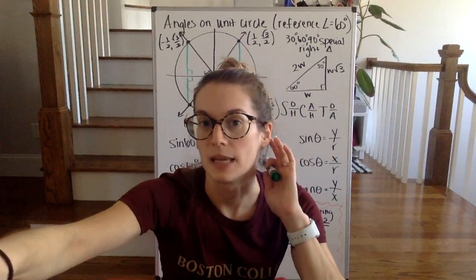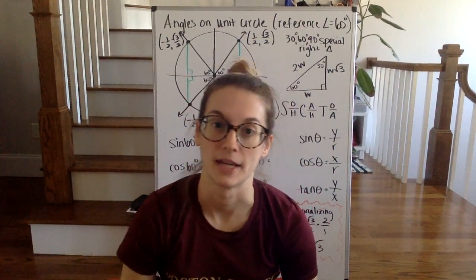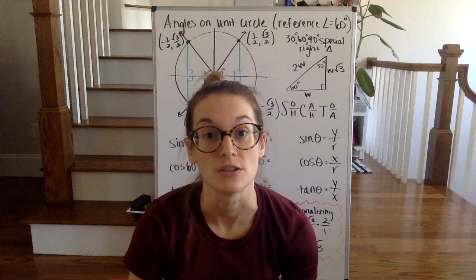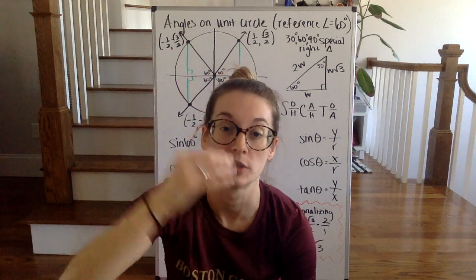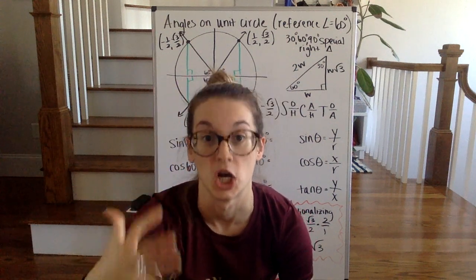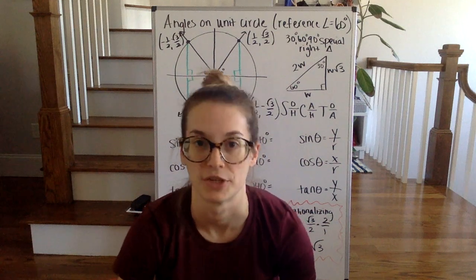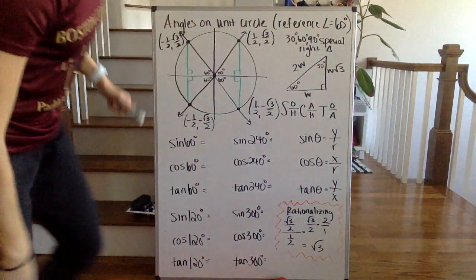Right, so now we're going to do the same thing, but we're going to use a different reference angle. We're going to use a reference angle of 60 degrees, and we're going to take a look at the 4 bow tie angles, the 4 related angles on the unit circle that have that reference angle of 60. So take a look at my diagram.